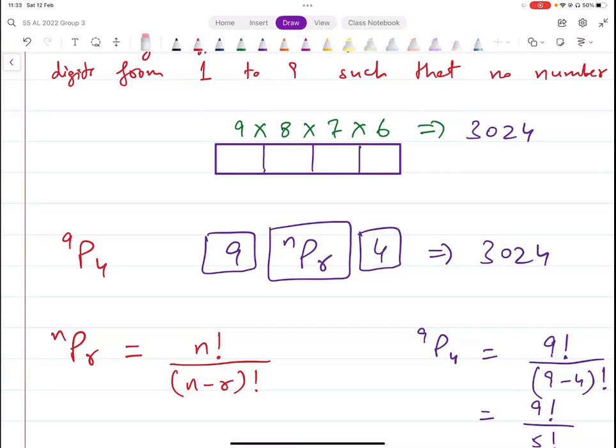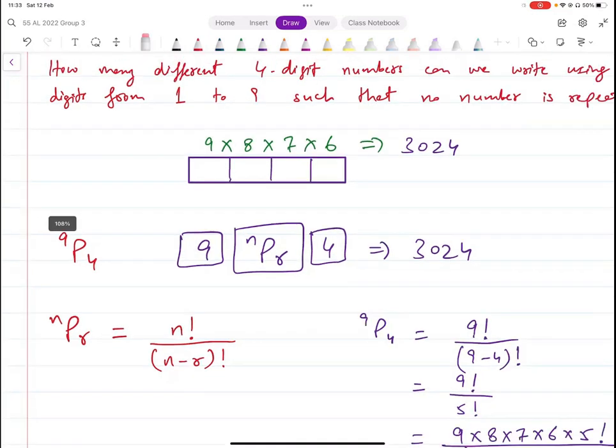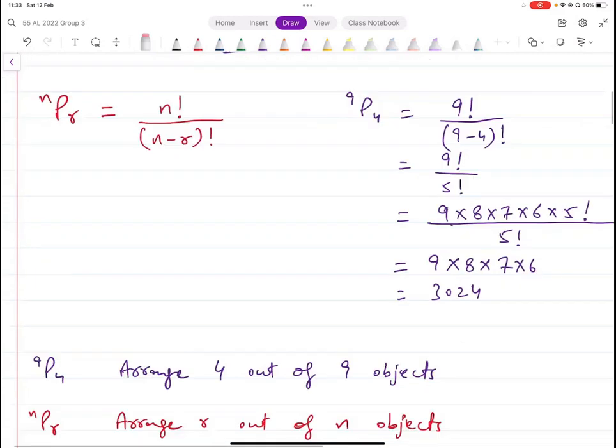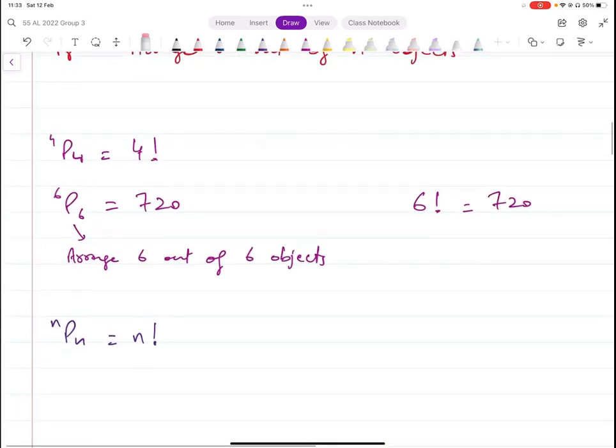Here I can't use factorial, right? Because the numbers are different, no? So directly, 9 factorial can't be used. You can use 9P4 here. Is that okay?